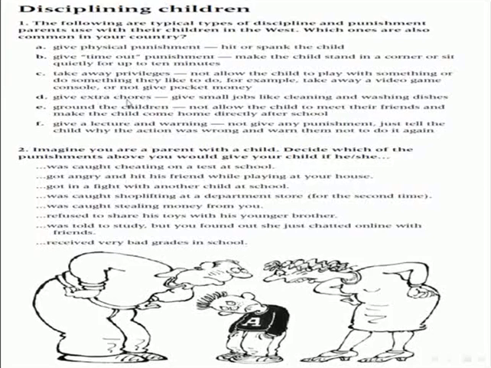Or D, give extra chores, right? Or give small jobs like cleaning and washing dishes. Or E, ground the children. Not allow the child to meet their friends and make the child come home directly after school. Or F, give a lecture and warning. Not give any punishment, just tell the child why the action was wrong and warn them not to do it again.